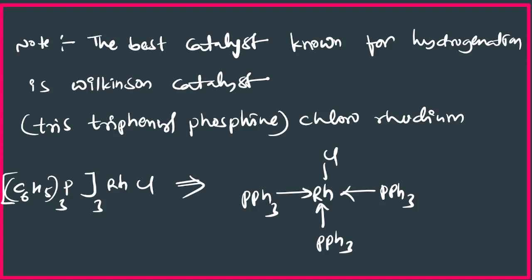The best catalyst known for hydrogenation is Wilkinson catalyst. The Wilkinson catalyst is a triphenylphosphine chlororhodium complex. The triphenylphosphine forms a coordinate covalent bond with the rhodium, one bond for each phosphine. This Wilkinson catalyst gives a homogeneous catalytic hydrogenation.